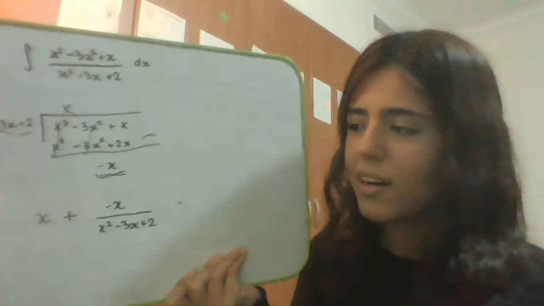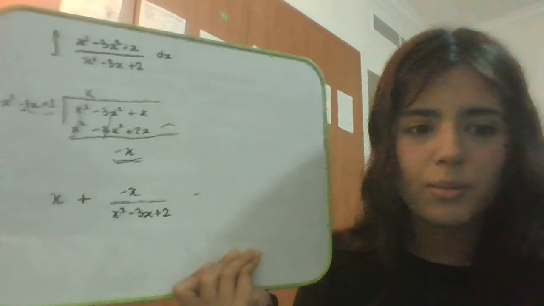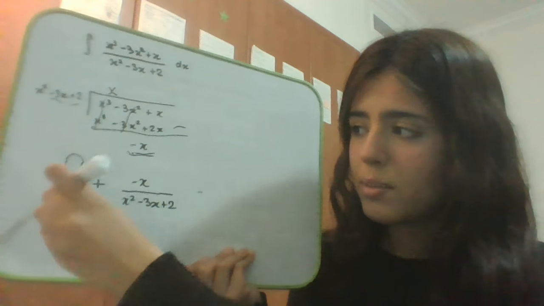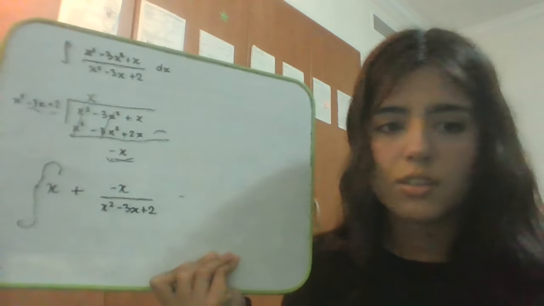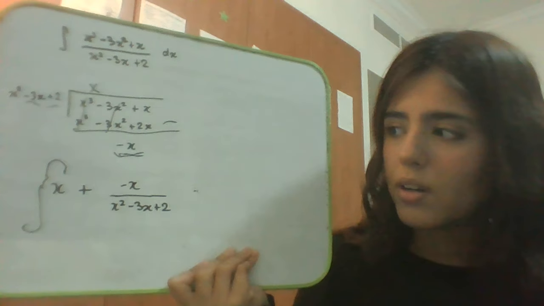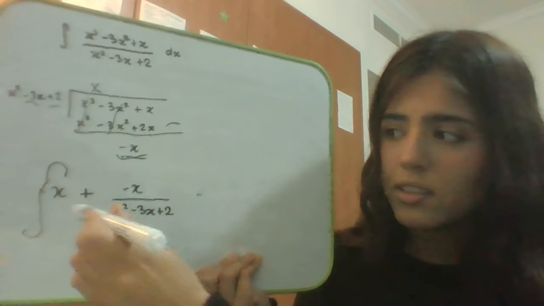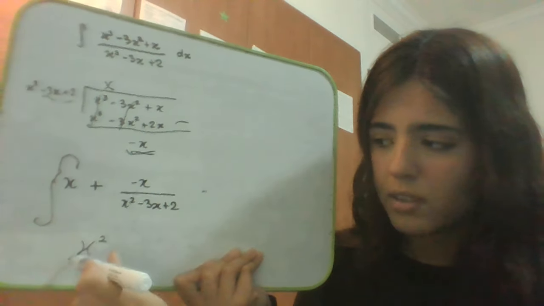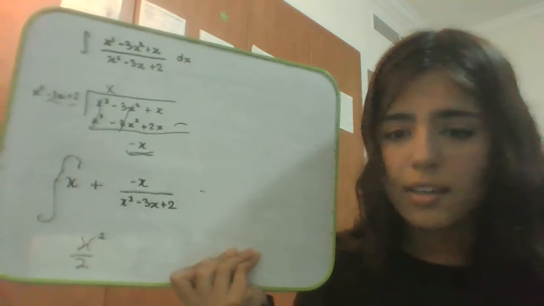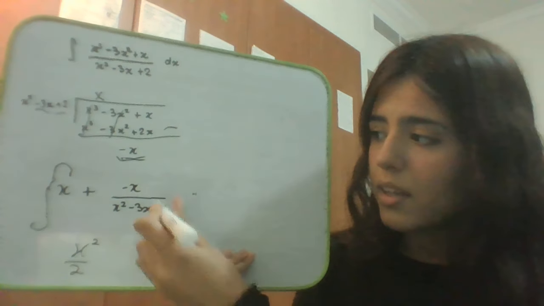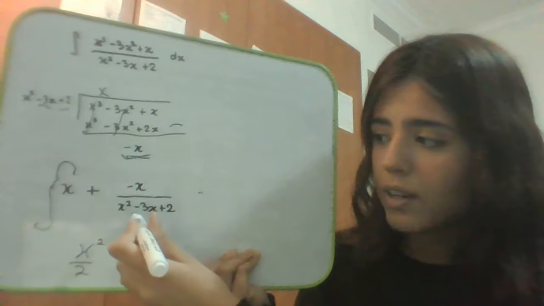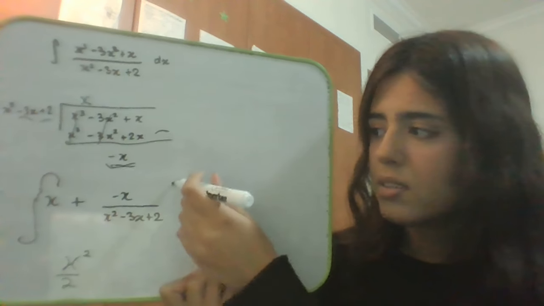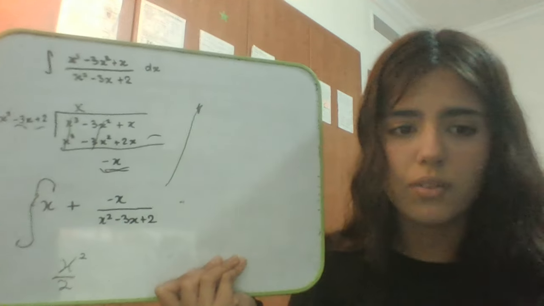Okay guys, so here I wrote it out using the remainder theorem. Now, what we basically did is we just simplified the integral. We still have to integrate this, so we have to integrate these separately. The integral of x is x squared over 2. I'm writing with my left hand, I'm sorry if it's messy. x squared over 2 plus the integral of negative x over x squared minus 3x plus 2. And the way we're going to do that is we're going to separate this over here, and I'll show you how we solve it.